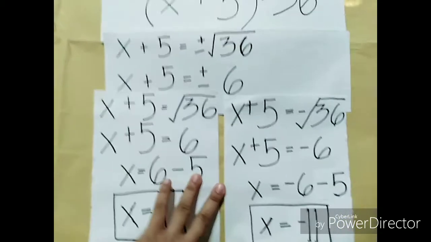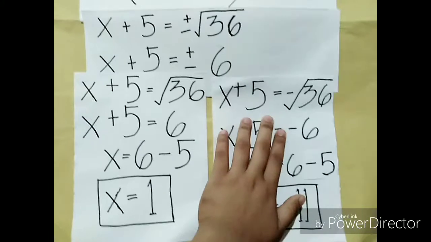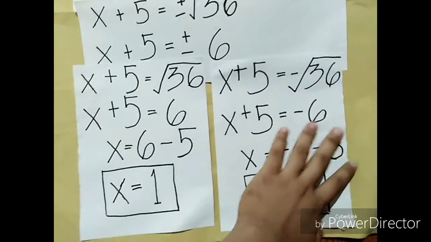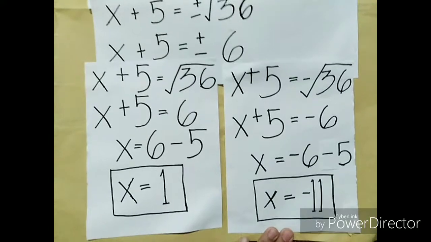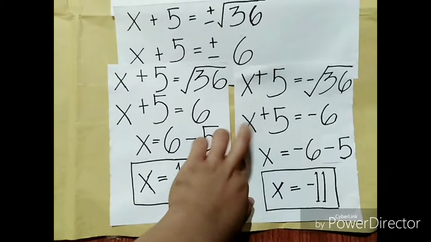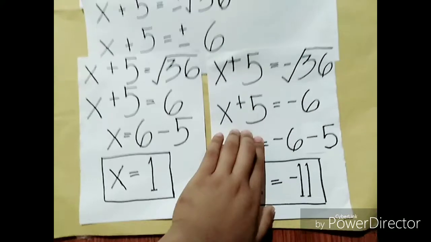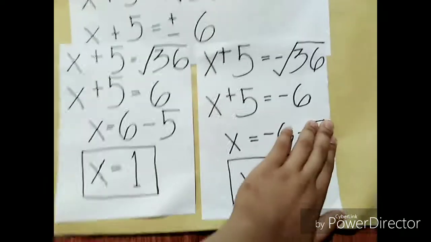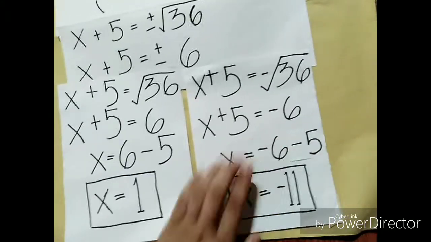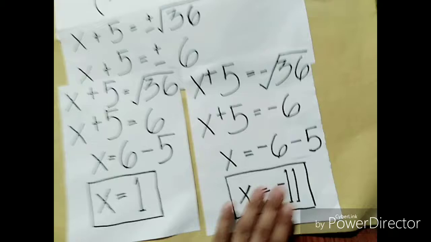Then next, we will solve the negative. x plus 5 equals the square root of negative 36. The square root of negative 36 is negative 6. So x plus 5 equals negative 6. Then we will transpose the positive 5 to the other side, so the positive 5 will become negative 5. So it will become x equals negative 6 minus 5 equals negative 11.